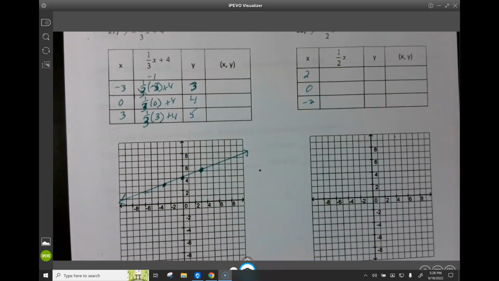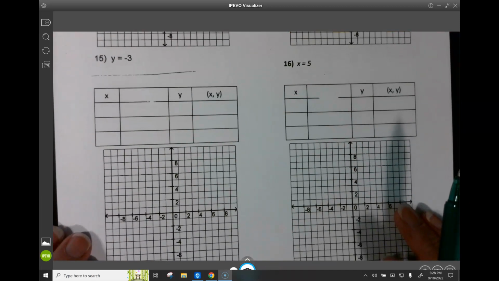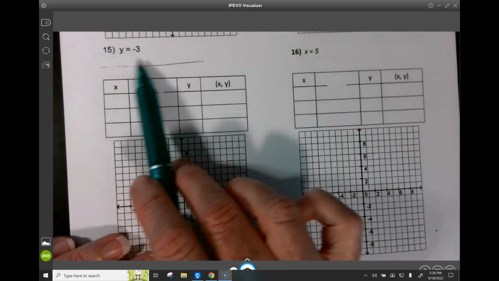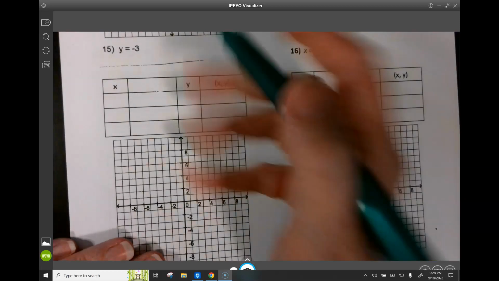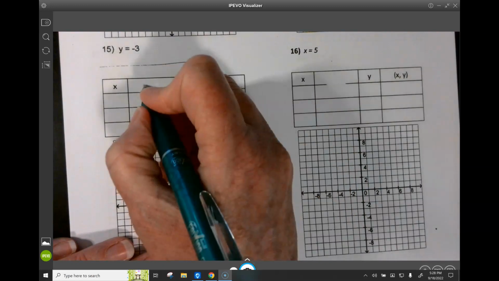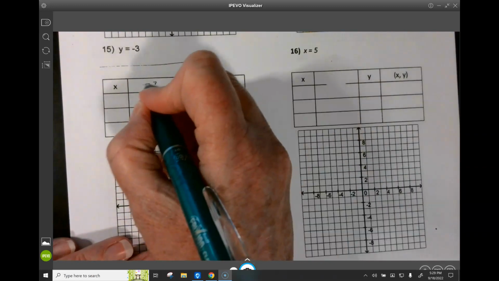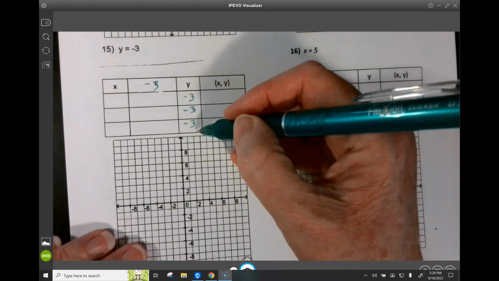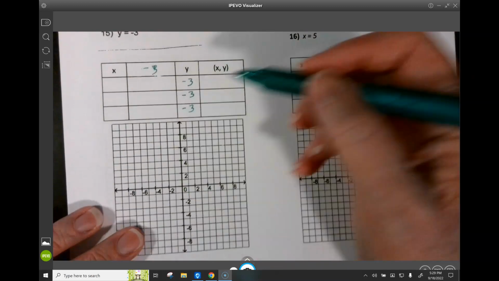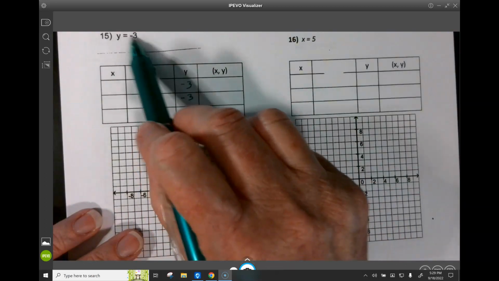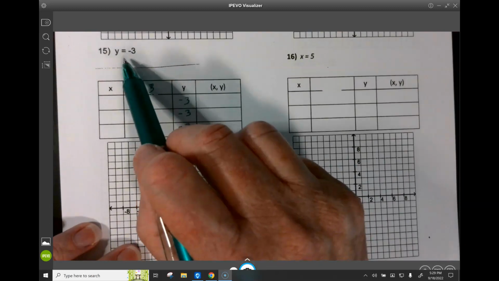Okay, so I'm going to go back to number 15 for a second. These are cool problems. Look at number 15. On number 15, look, we have y equals -3. So that means y equals -3, and y equals -3, and y equals -3. So it's basically -3. You don't plug anything in. It's going to be -3 no matter what happens. So what does that mean x is? Well, it doesn't matter because I can plug in anything, because there's no x to plug in.